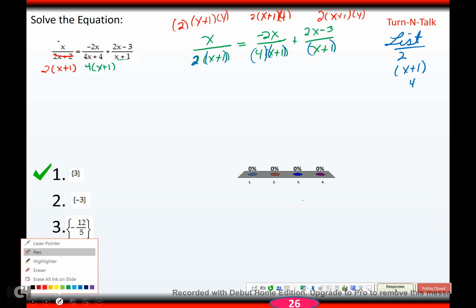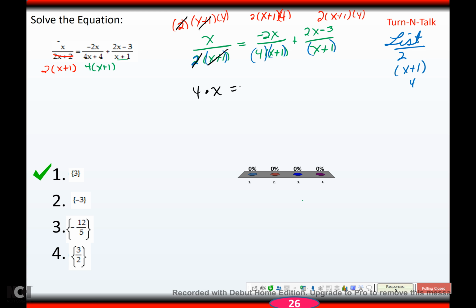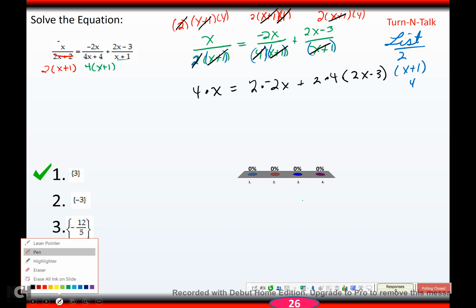Die or multiply. So here, the 2's are going to cancel. The x plus 1 is going to cancel, and I'm left with 4 times x. On this side, the 4 is going to cancel, the x plus 1 is going to cancel, and I'm left with 2 times negative 2x. And here, the x plus 1 is going to cancel, so I'm left with 2 times 4 times 2x minus 3. And the fractions are gone.